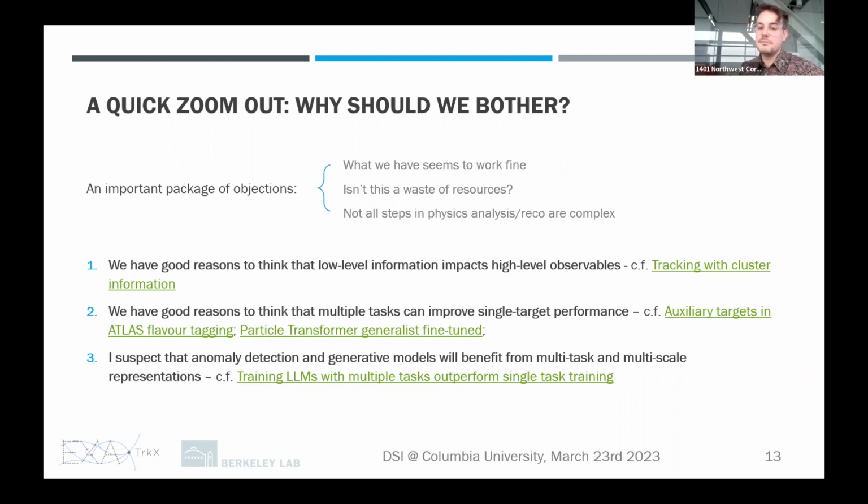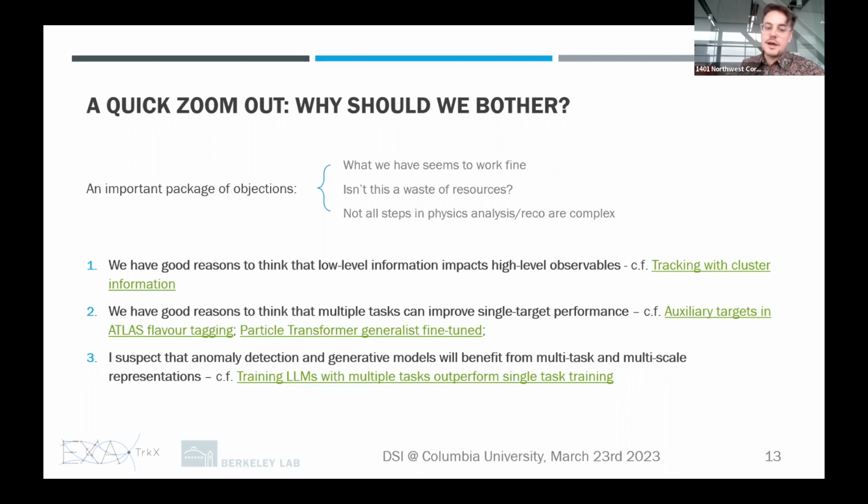We also have good reason to think that training a model with multiple tasks can actually improve single task performance, that there are emergent patterns that a model gets better at if it sees multiple different tasks. GPT is not trained just on shopping lists and haikus, it's trained on a wide variety of data and a wide variety of tasks. And there are a couple of links there that apply this in physics.